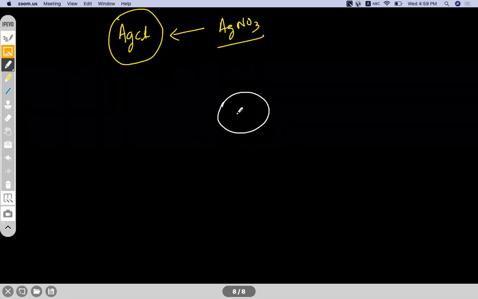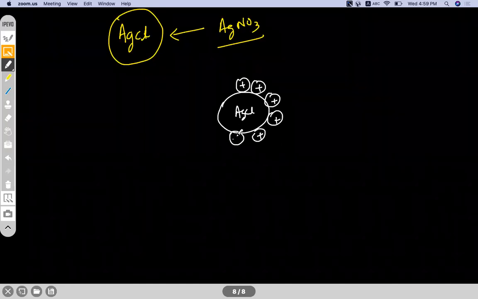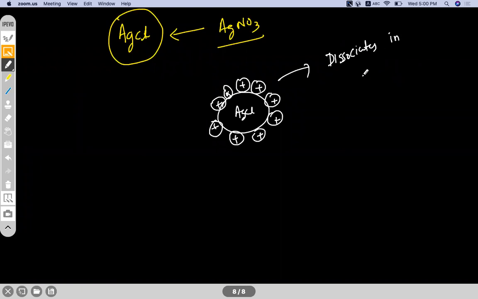The precipitate of AgCl adsorbs Ag+ on its surface like this. All these positive charges are Ag+. It adsorbs at the surface of this, right? So all these positive charges are present very close to each other. Because of repulsion, it dissociates finally, means this precipitate that you have dissociates into smaller particles of colloidal range because of the positive charge present here.